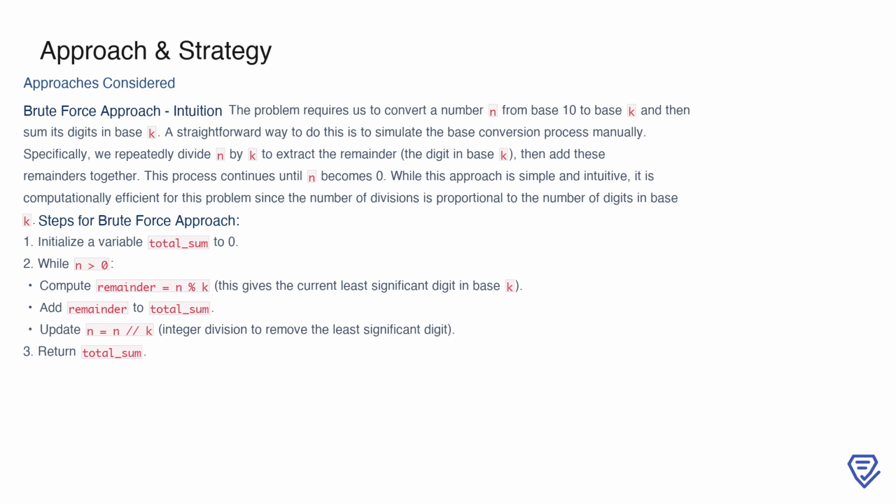To break it down, you start by initializing a variable, say total_sum, to 0. Next, as long as n is greater than 0, you compute the remainder using n%k, which gives you the least significant digit in base k. You add this remainder to total_sum and then update n by performing integer division with k to remove that digit. Once the loop ends, you return the total sum. This straightforward method directly addresses the problem requirements without any unnecessary complexity.